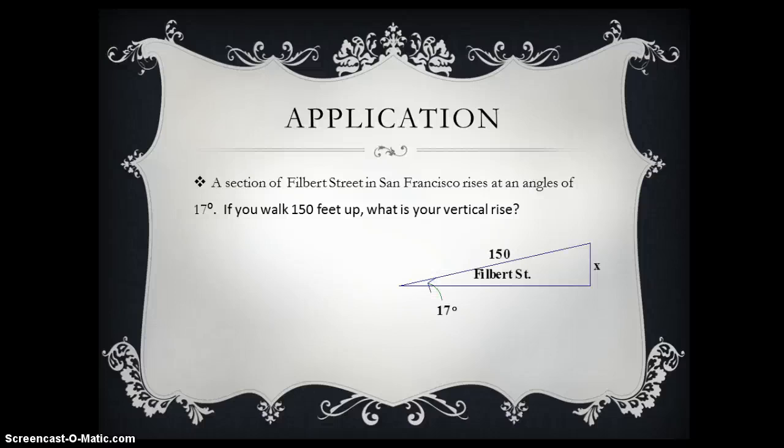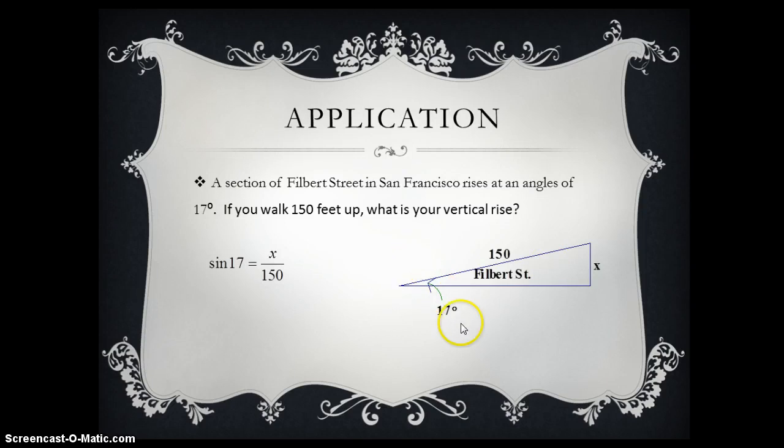So here's our diagram, because we haven't talked a lot about angles of elevation yet, and we will. We're going to say our angle here is 17. We walk 150 feet up Filbert Street. We want to know how far we actually go up. We're going to use a right triangle because we're looking at vertical distance. If we look at the sides, we have the opposite and we have the hypotenuse, so we want to use the trigonometric function of sine.